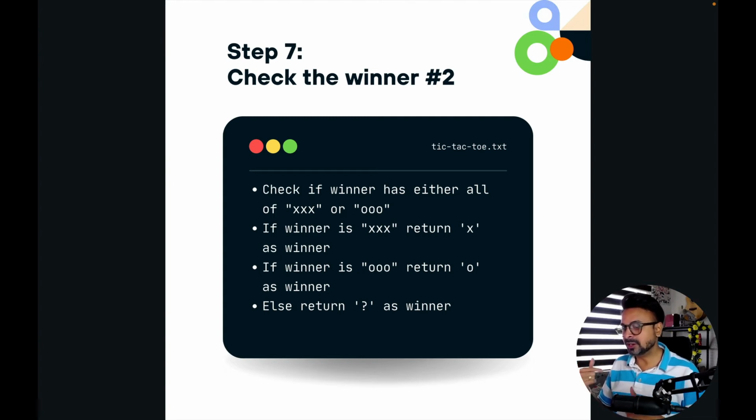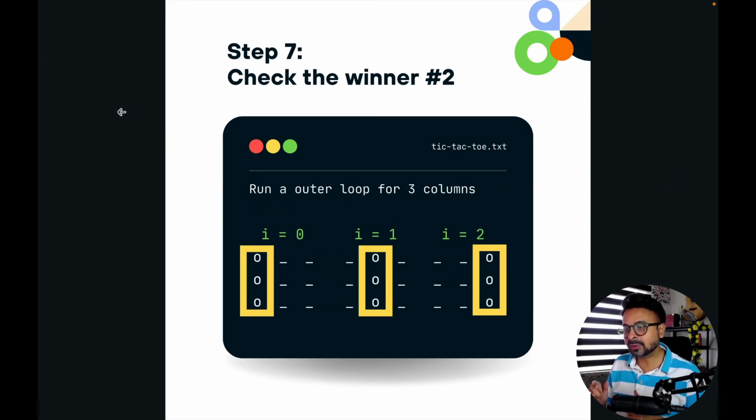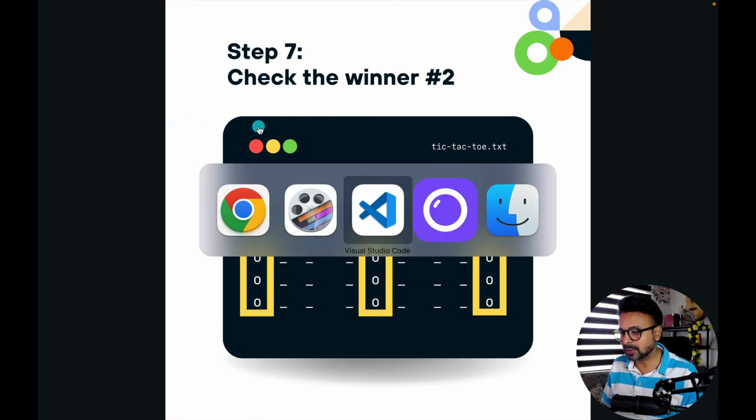If winner is O's, then return O, else return question mark. So I see some kind of duplicate code happening here, and this is a good idea, just to refactor our code first. So we are going to refactor our code a bit, and then we are going to handle the second case of columns, right?